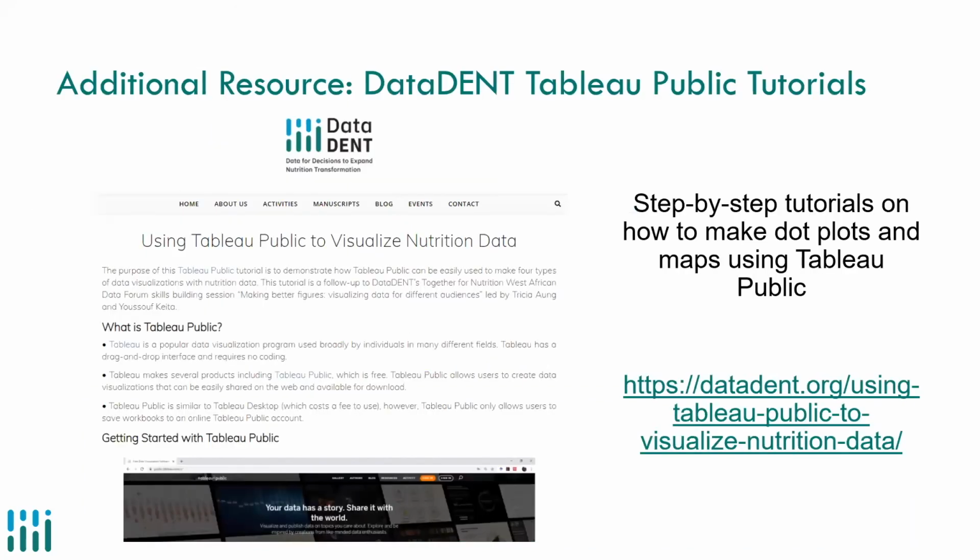So finally, to conclude, and I know I'm out of time as well, I am currently on a project called DataDent, which is funded by the Bill and Melinda Gates Foundation. It's focused on optimizing the use of nutrition data for decision making. On the DataDent website, there are tutorials that I've developed on using Tableau and Tableau Public. Tableau Public is the free version of Tableau. So if you would like to get started using Tableau, feel free to use this as a resource with a guided tutorial on how to create some of the graphs that you saw today.